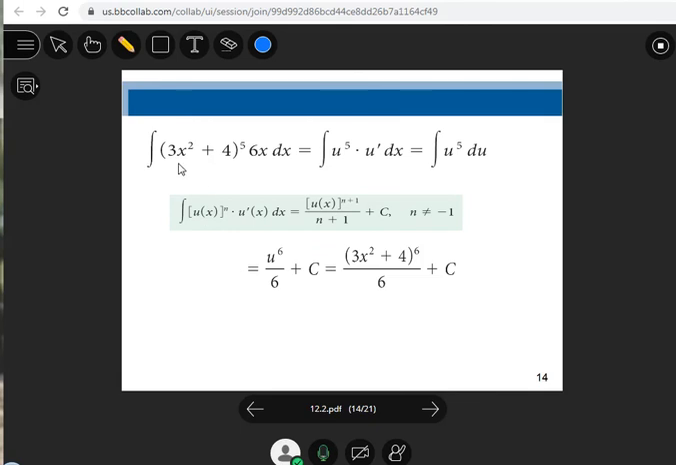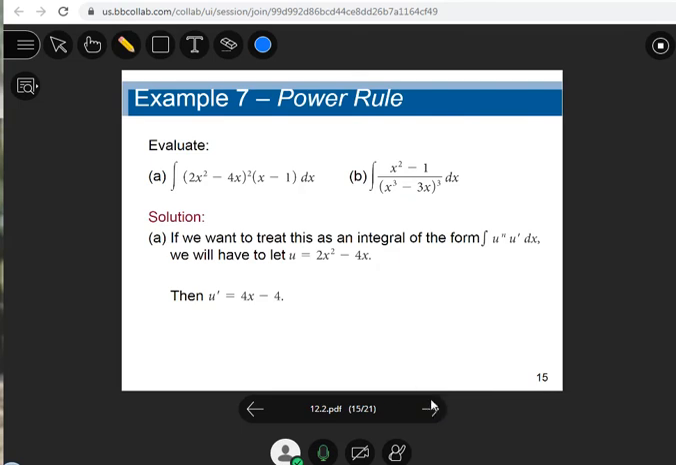Or in other words, this one I convert to this here, so you can understand this is your u(x) to the power n, then this is your u prime(x), then directly you can write this formula. So u to the power 6, because here our n is equal to 5, then 5 plus 1 is 6, divided by 5 plus 1 is 6, plus constant. Now replace with the original function, so it is 3x squared plus 4. So this is the answer for the integral of this one. Then let's move to our next problem.